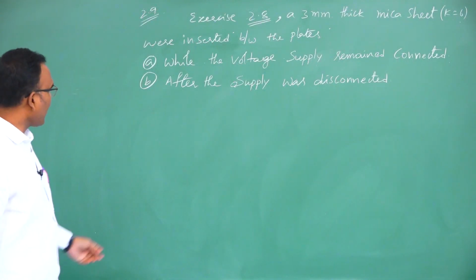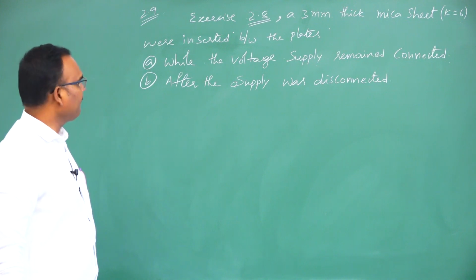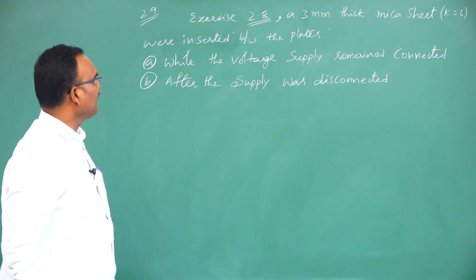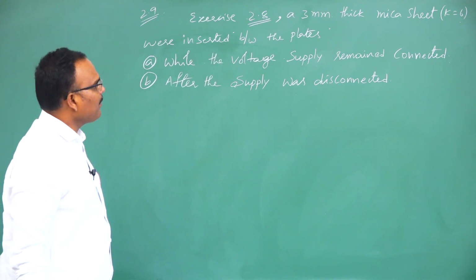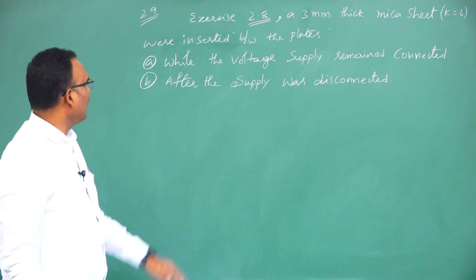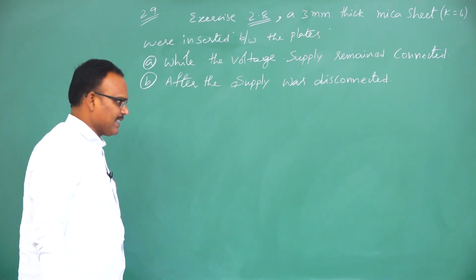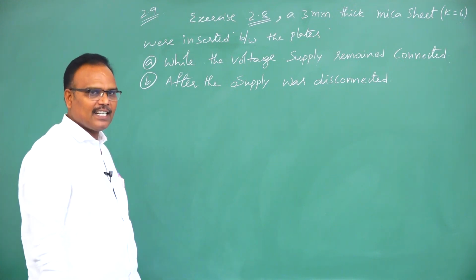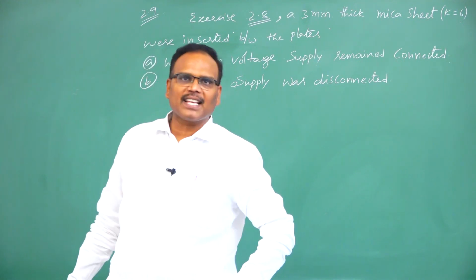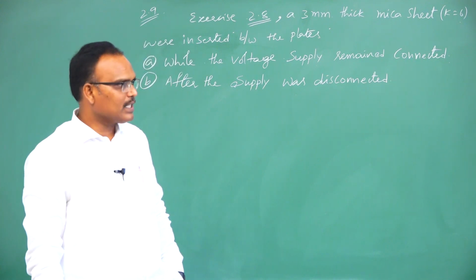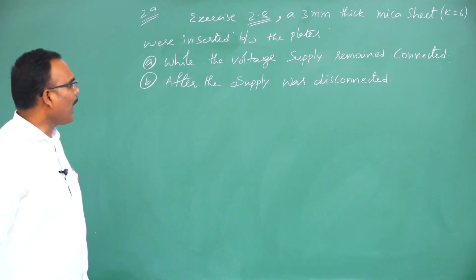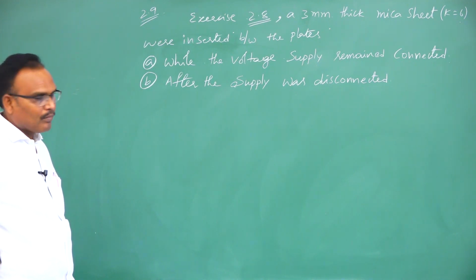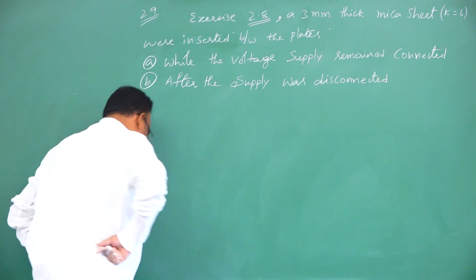Next problem, exercise problem number 2.9. We have to use the data of 2.8, and a 3 mm thick mica sheet is inserted between the plates. When a mica sheet is inserted, we know that the capacitance becomes Kc. But what is the first question? We will see in detail. While the voltage supply remains connected, you see this carefully.